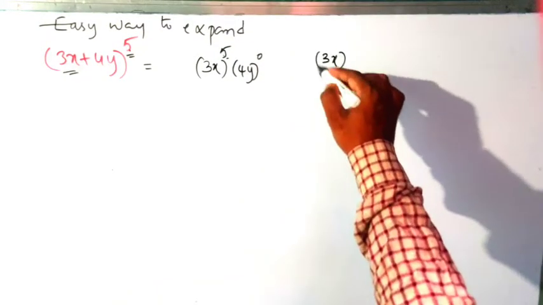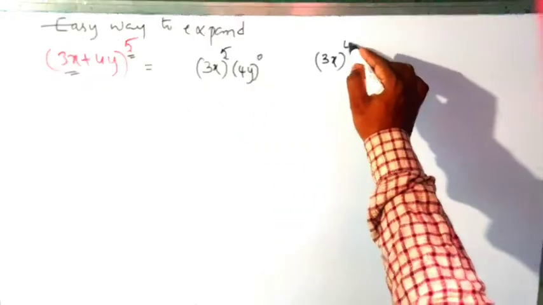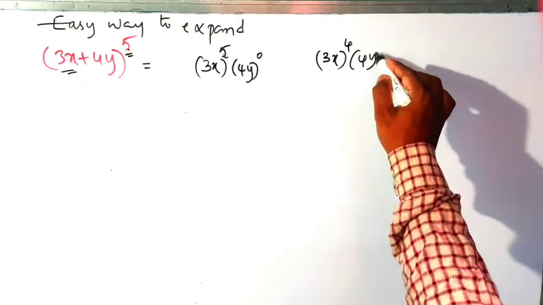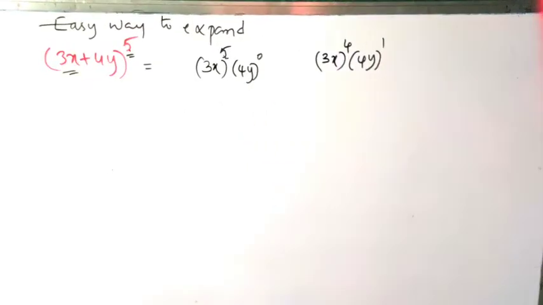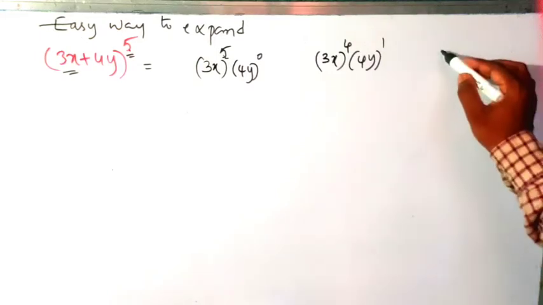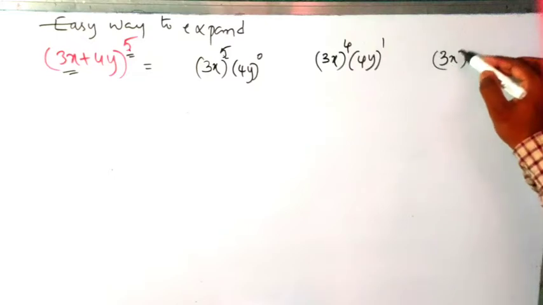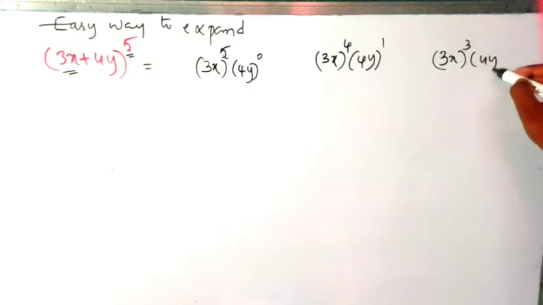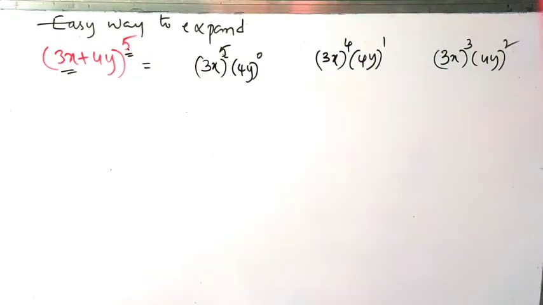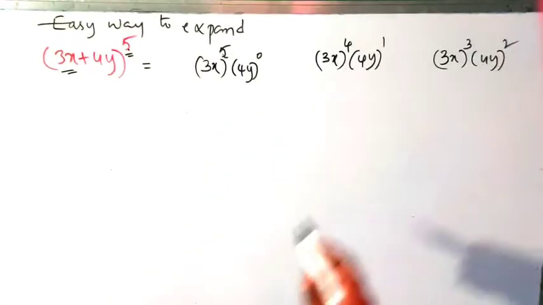So 3x whole power of 5 is there, here 4. When we add 1 to 4, we get here 5. That's why 4y whole power of 1. Next one, same: 3x whole power of 3, 4y whole power of 2. So 3 plus 2 is 5, 4 plus 1 is 5. Okay. So this is first, second, third.